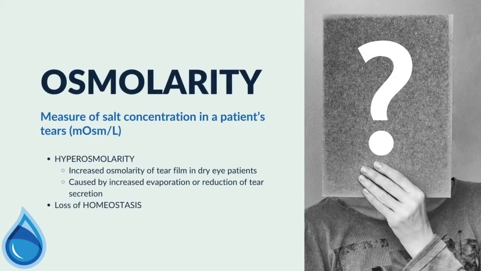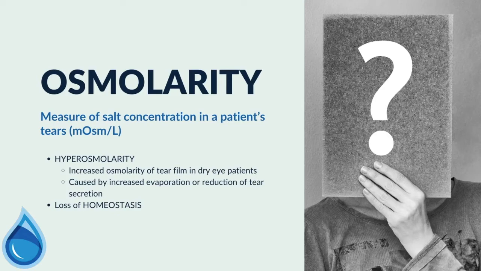So, what is osmolarity? Well, when it comes to dry eye, osmolarity is defined as a measure of salt concentration in a patient's tears. This is expressed in milliosmoles per liter. These are in fact the units.